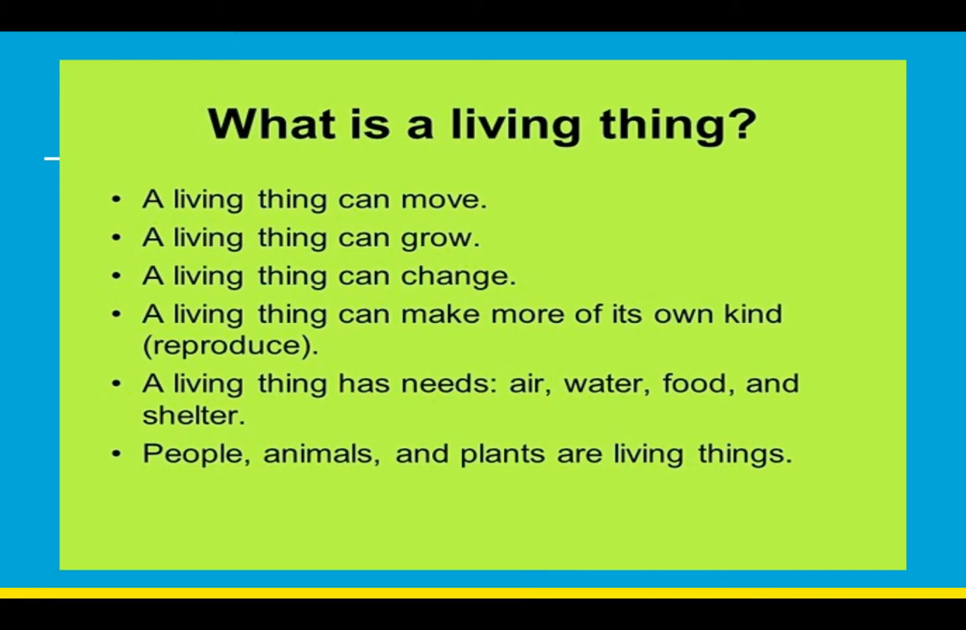What is a living thing? Well, a living thing can move, a living thing can grow, a living thing can change, a living thing can make more of its own kind or reproduce, and a living thing needs air, water, food, and shelter. People, animals, and plants are living things.